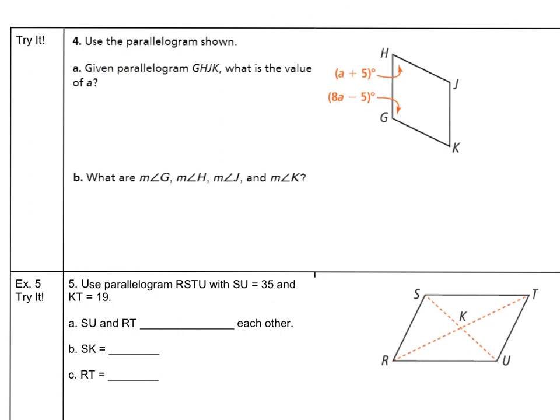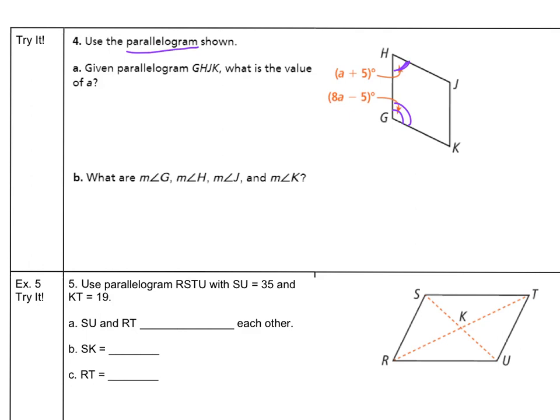Stick with me, everybody. We just have 2 examples left, so thank you for following along. We're asked in question 4 to use the parallelogram shown. It says, given parallelogram GHJK, what is the value of little letter A in that picture? Well, notice it's marking the angle H on the left at the top and angle G on the left at the bottom. They are consecutive angles, which means they add up to 180.